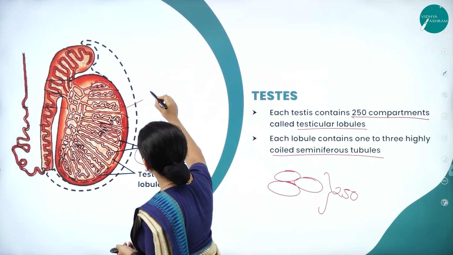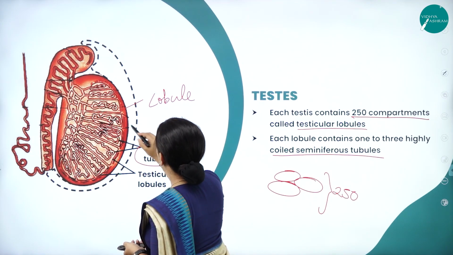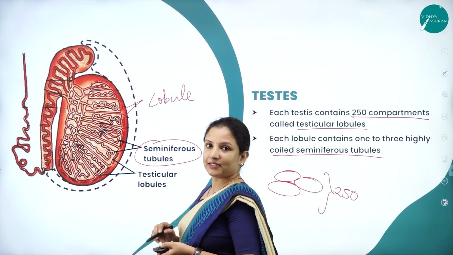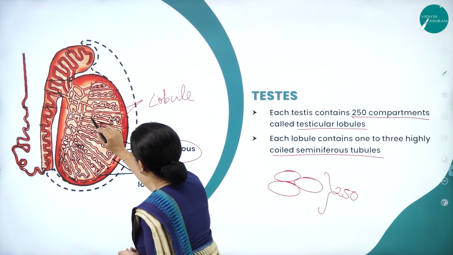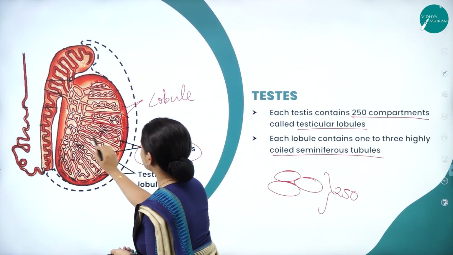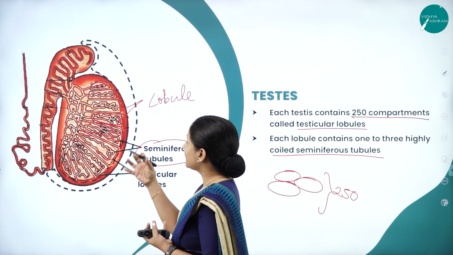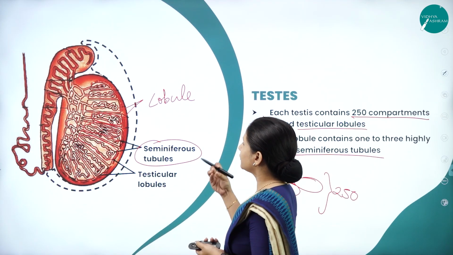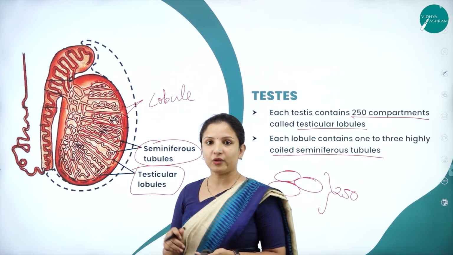Can you see this? This is one lobule. All these are compartments or lobules that are present inside the testis. Now, inside the lobule, you can see these coil-like structures, if you can observe, right? These coil-like structures are called seminiferous tubules, and they are highly coiled. Okay, so where are they present? Inside the testicular lobules.